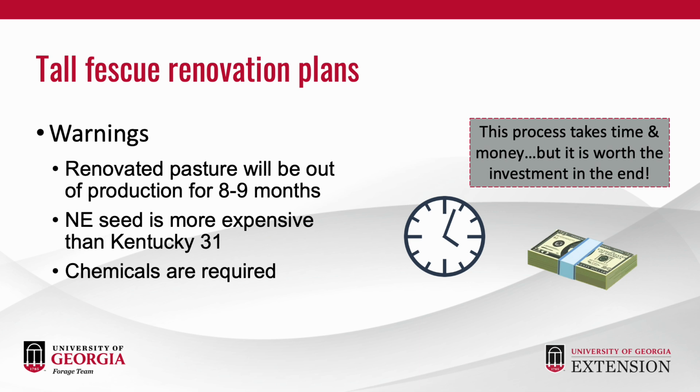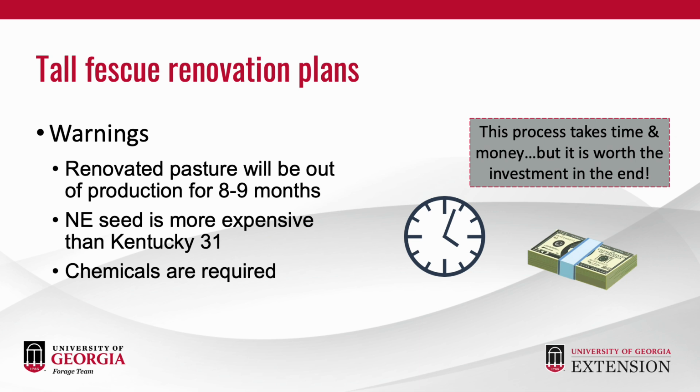So when we're building a tall fescue renovation plan, I like to lead with some warnings because this process takes time and money. It's a worthy investment, but there's some things that you need to plan for. Our renovated pasture will be out of production for a minimum of 8 to 9 months, and so we need to accommodate our stocking rate accordingly. Our novel endophyte seed is more expensive than Kentucky 31 seed, but it will pay for itself later with the improved livestock performance that you are seeing.